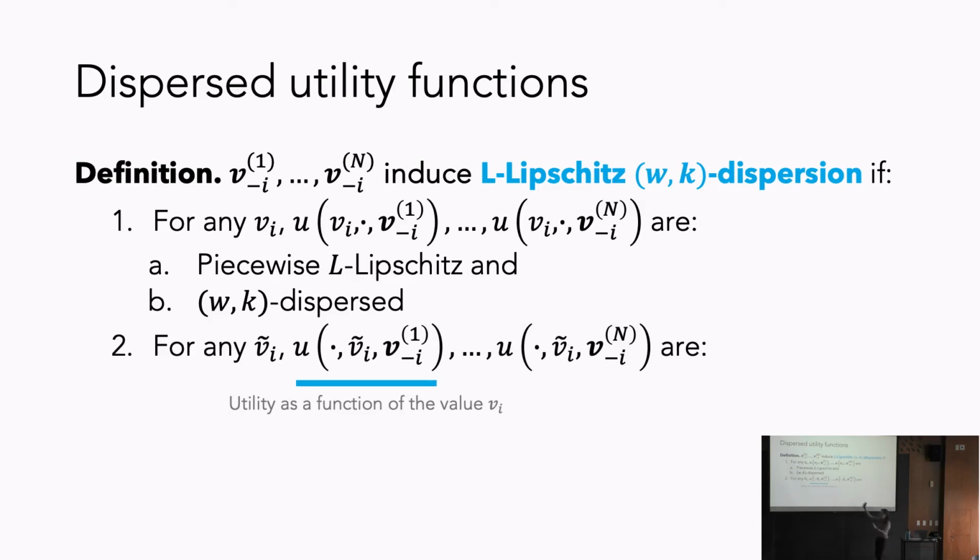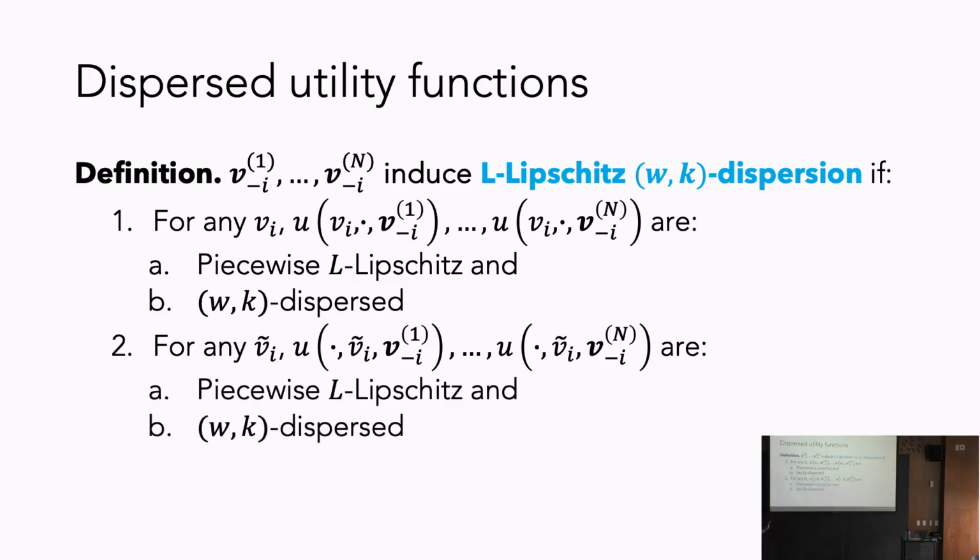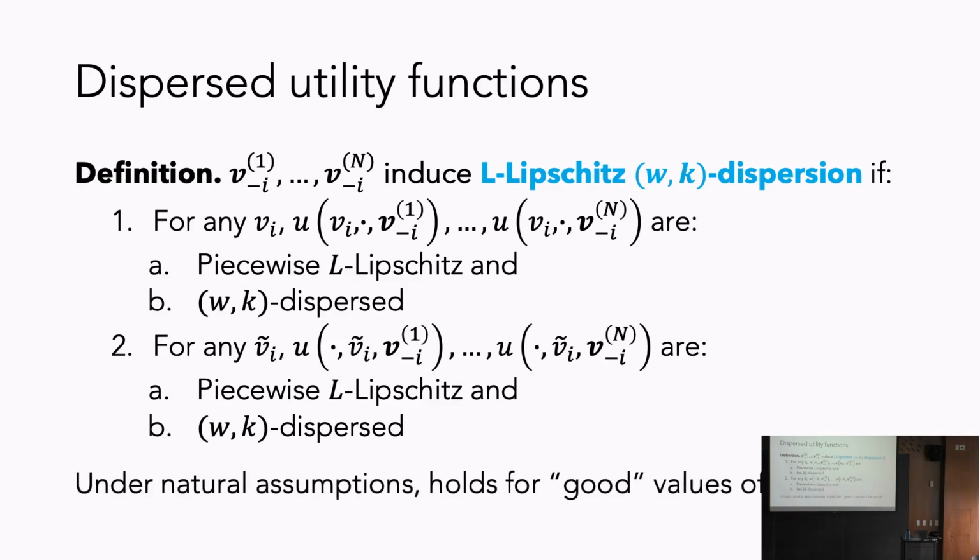Okay, and just a symmetric definition for the similar set of functions. So also for any bid vi tilde, the functions that measure utility as a function of the value are also L-Lipschitz and WK dispersed. So these are just 2 symmetric definitions, where you fix the value and look at the functions, or fix the bid and look at the functions. And this definition is kind of a mouthful, but we show that under natural assumptions, WK dispersion holds for good values of W and K. And I'm just going to describe what I mean by good values of W and K in a minute.